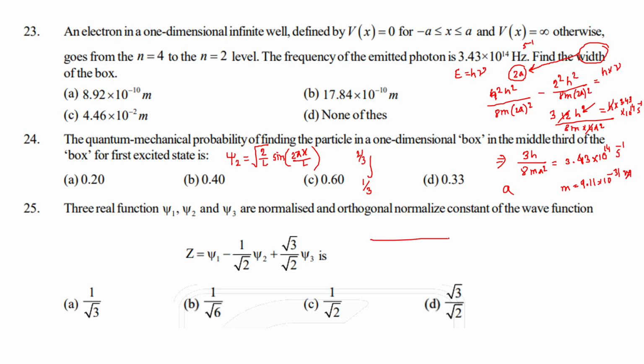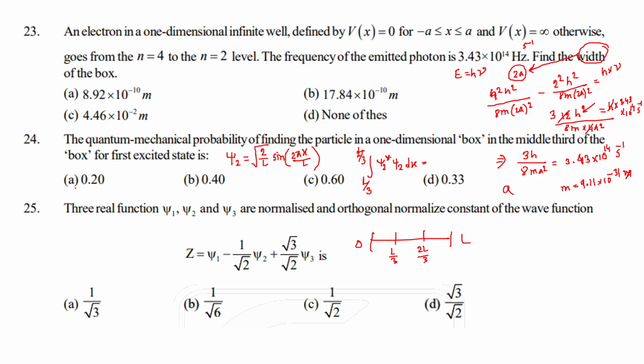So in your box, if you see 0 to L, you have L by 3, you have 2L by 3, and then you have 3L by 3. It's actually 1 by 3, not 3. 2L by 3. And you are going to have your psi 2 star psi 2. You need to calculate this and see what values you are getting. Okay, that is your probability.